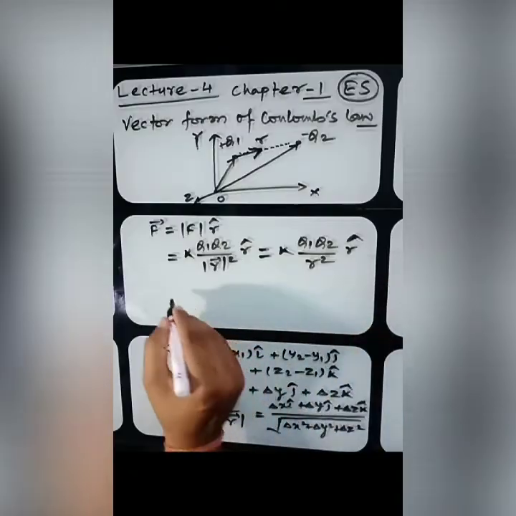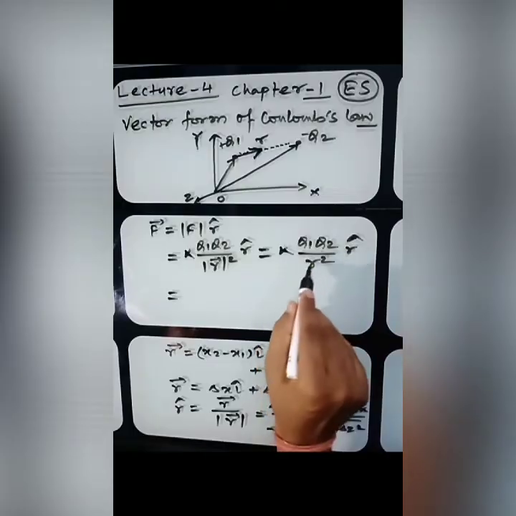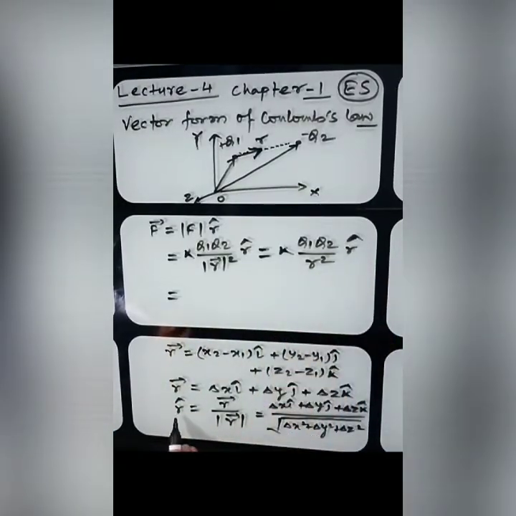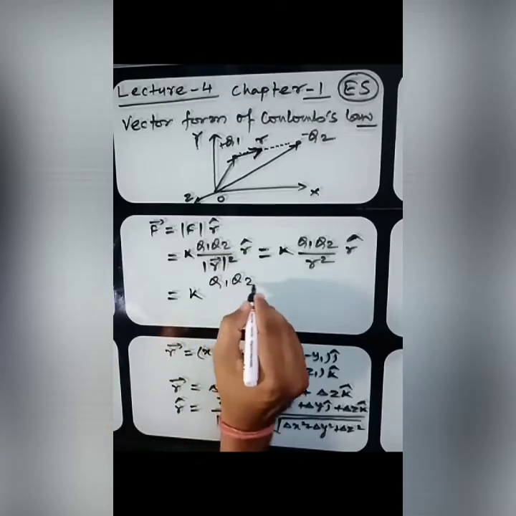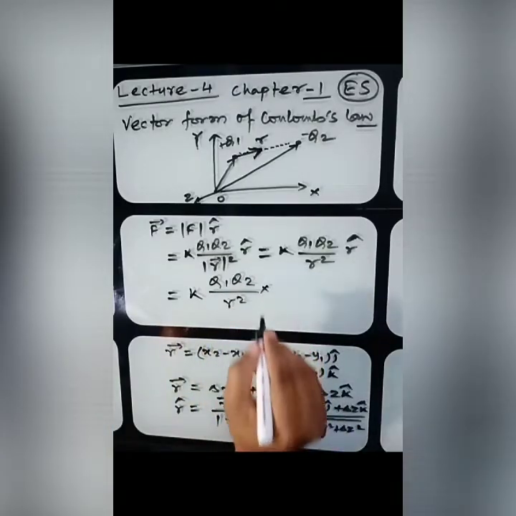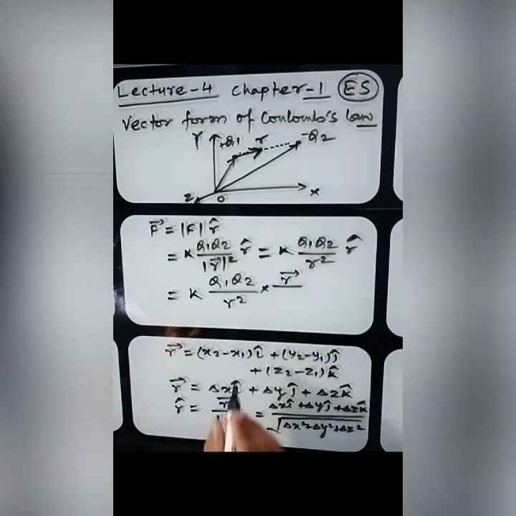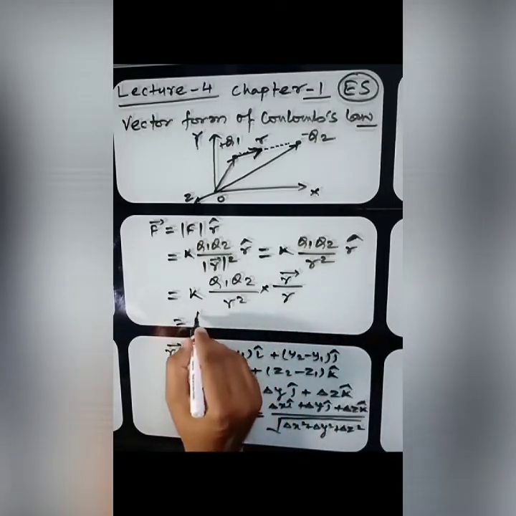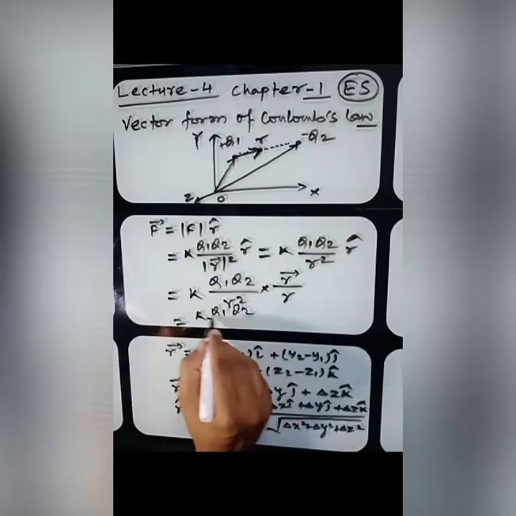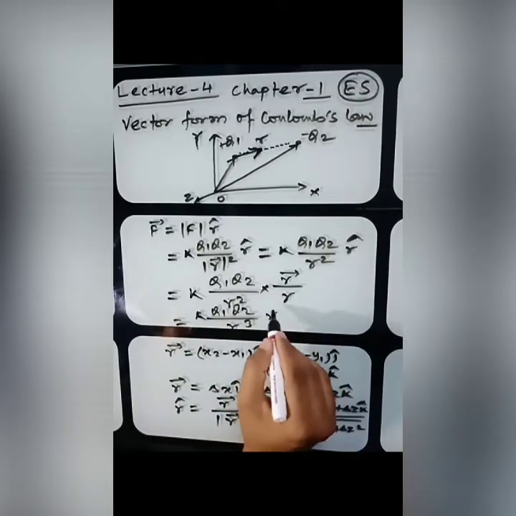In NCERT both forms are written. You can use these two. Both are important: k Q1 Q2 by r square r cap. Here r cap can be written as vector r by mod of vector r. So you can write k Q1 Q2 by r square times the unit vector r, which is vector r over mod of vector r, and mod of vector r is itself r. So this can be written as k Q1 Q2 by r cube times vector r.